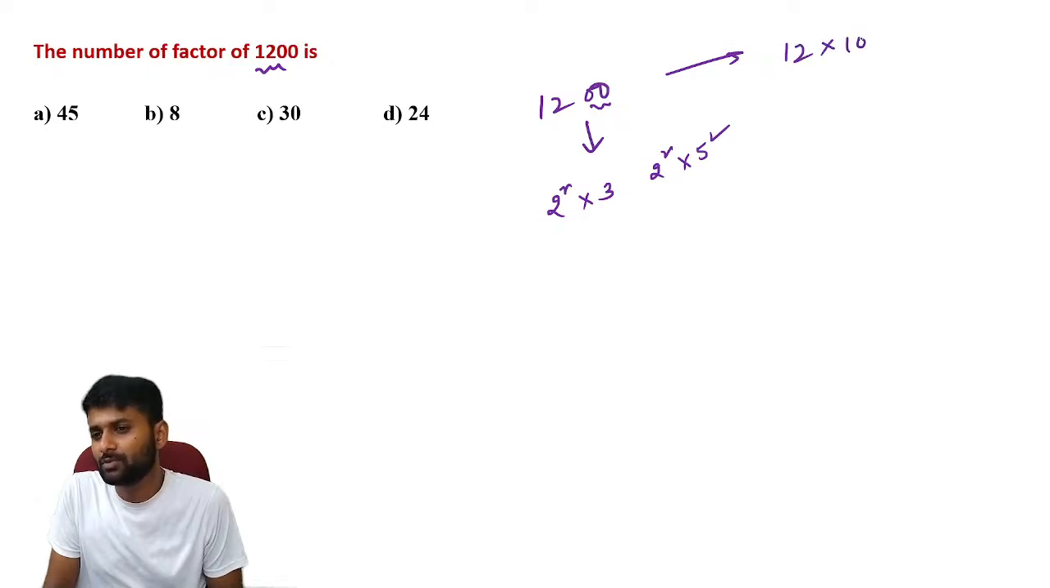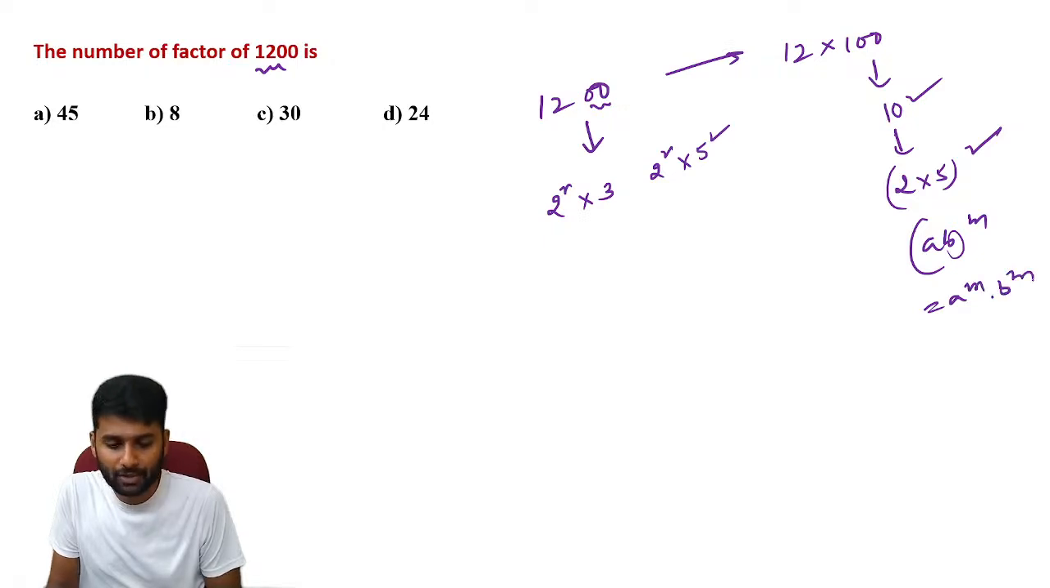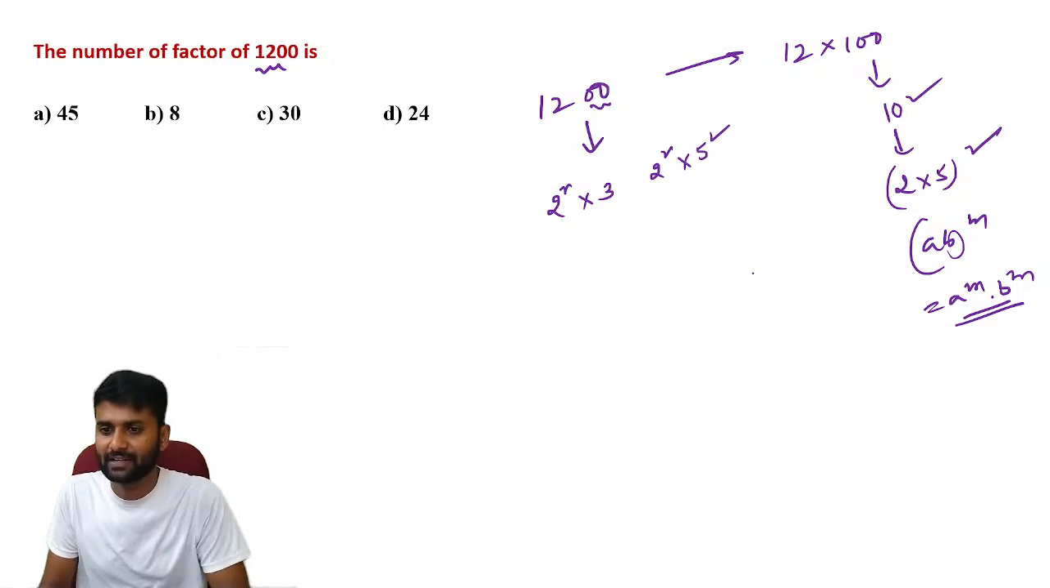See, 1200 is all about 12 into 100. 100 is all about 10 square. 10 square is all about 2 into 5 whole square. (ab) whole power m is all about a power m into b power m.